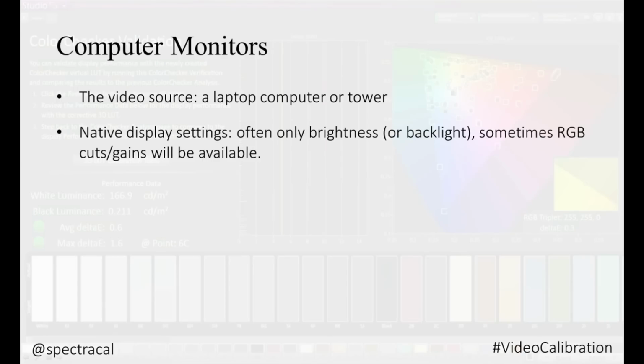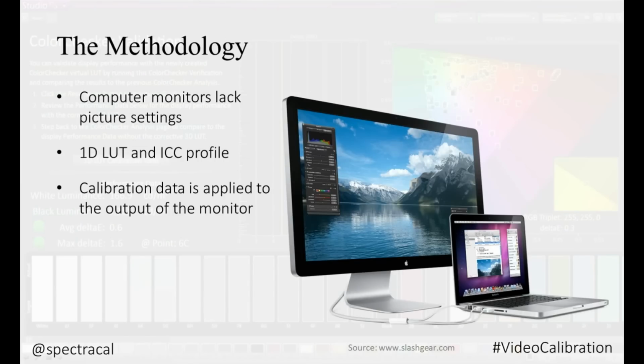Now we're going to switch gears a little bit and talk about computers and connected computer monitors. Because computer monitors are often lacking in picture settings, calibration data is instead stored in the computer, not the monitor itself. This calibration data takes the form of a 1D LUT and ICC profile. In most cases, the calibration data is applied to the output of the monitor only when the monitor is connected to the host computer. The calibration does not stand independently as it would with an HD TV display in the previous examples.